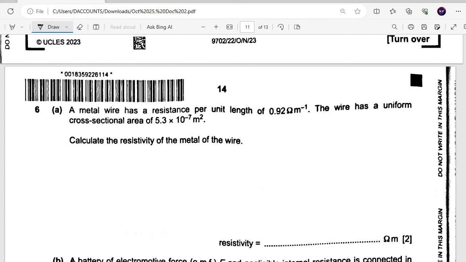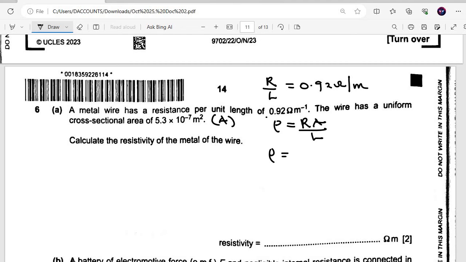Number 6, electricity. A metal wire has a resistance per unit length, R over L, of 0.92 ohm per meter. The wire has a uniform cross-sectional area A. Calculate the resistivity. Now, what's the formula for resistivity? Resistivity is RA over L. So in this case, that's R over L times A.